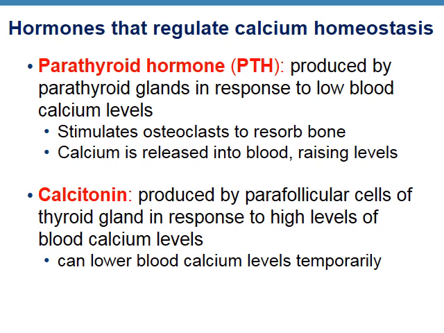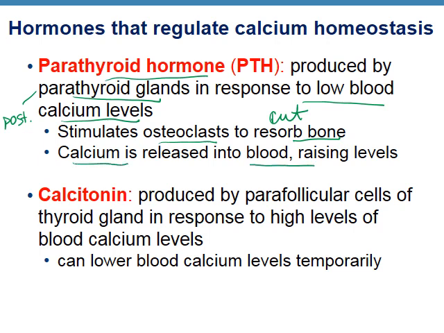Let's talk a little bit more about the hormones. We have parathyroid hormone. It's produced by the parathyroid glands, and these are posterior to your thyroid. If you have low blood calcium levels, parathyroid hormone is released. It stimulates osteoclasts to break bone down, so cut bone. And when it cuts down the bone, it releases calcium into the bloodstream. So if the blood calcium level was low, and now you put calcium into the bloodstream, that should fix the problem.